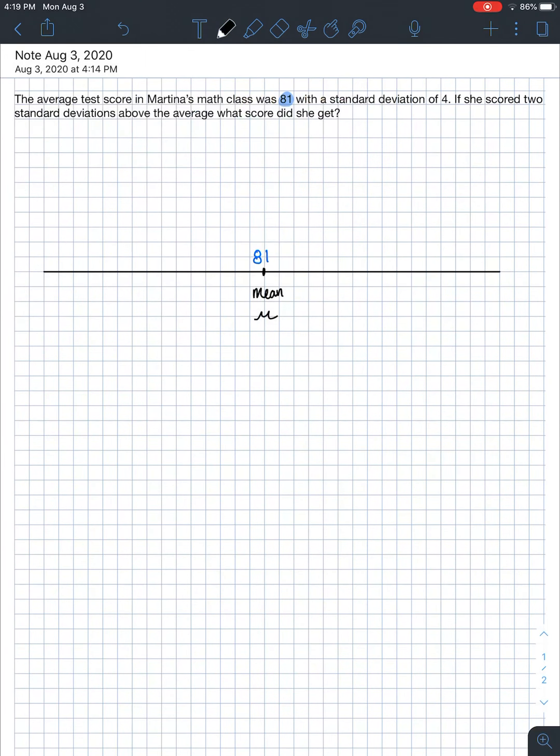Then we're going to take a look at the standard deviations to see the spread or how this normal distribution works. And to do so, we're going to make 3 tick marks equally spaced to the right and 3 tick marks equally spaced to the left. Now what this is signifying is that some people do better than 81 and some people do worse than 81 in the class. But the average or most people are in that 81 range, very close to it.